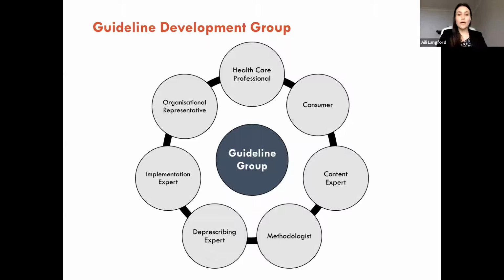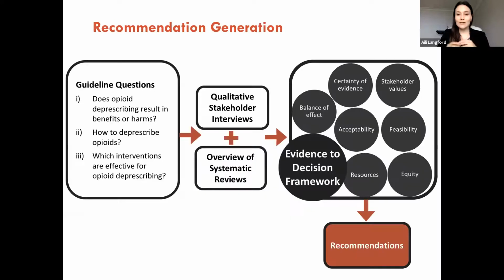So for our guideline group, we had a mix of consumers and healthcare professionals, including GPs, pain and addiction medicine specialists, pharmacists, nurses, and physiotherapists. But we also wanted to engage stakeholders who may be able to assist with dissemination and implementation. So we recruited organisational representatives from groups such as NPS Medicine Wise, which is a national independent organisation which aims to improve the quality use of medicines in Australia. And similarly, we recruited implementation experts who'd had previous expertise with implementing guidelines or involvement in knowledge mobilisation tools for health-related topics. It was incredibly important to have this diversity when it came to developing our recommendations.